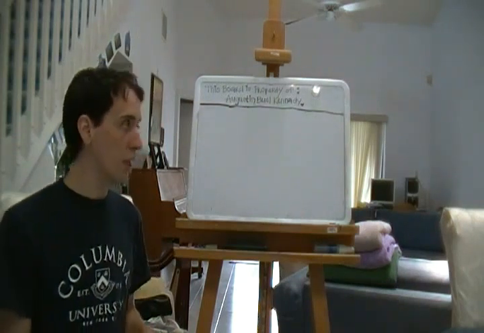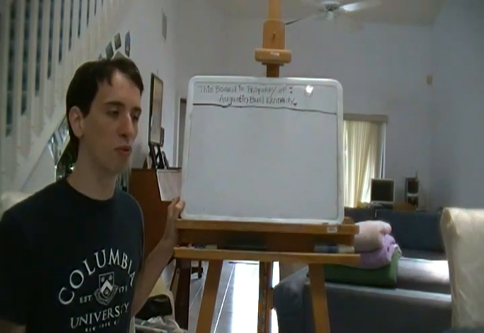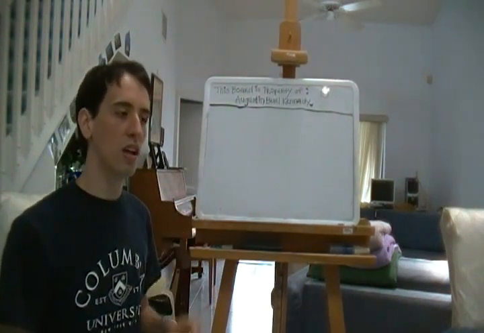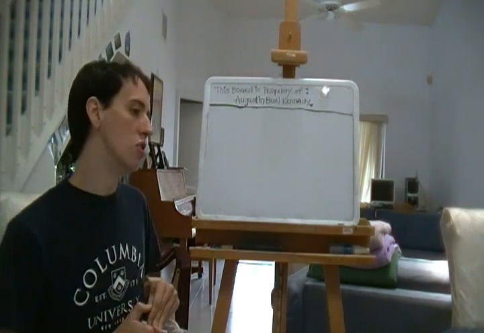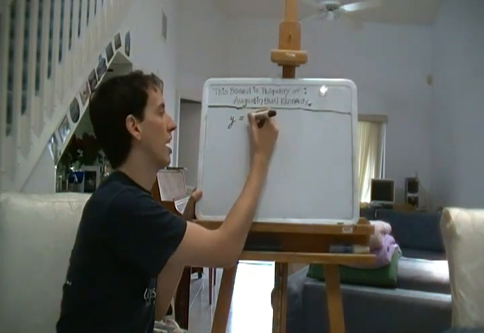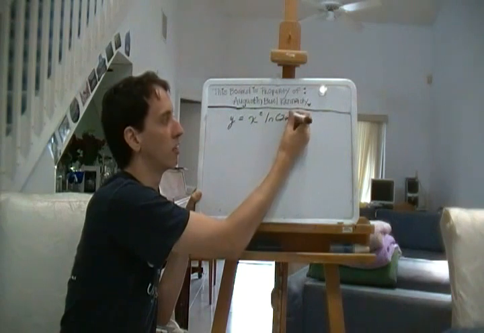So, if we remember, the big problem was I asked you to find y and y prime of y equals x squared times the natural log of 2x. Okay? So let's go ahead and write this out. Y equals x squared times the natural log of 2x.